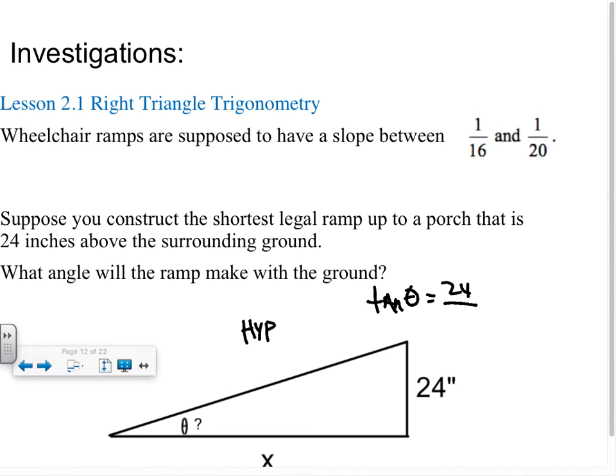Opposite is 24 over x. My answer will be in inches. Those two little hash marks there stand for inches. If you want to label the sides, this is the opposite side. This is the adjacent side from this angle. So to solve this problem, I multiply both sides by x. I have x times the tangent of theta equals 24.